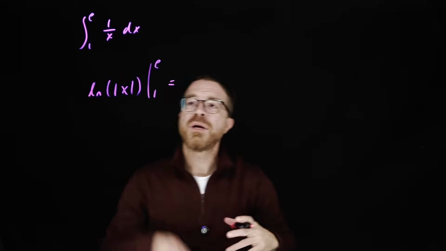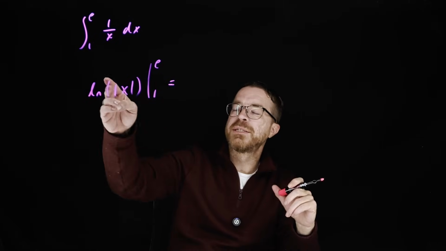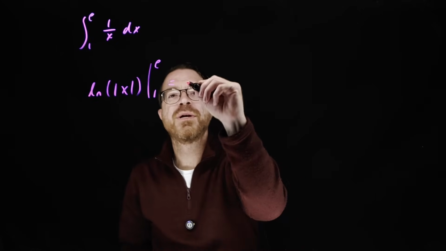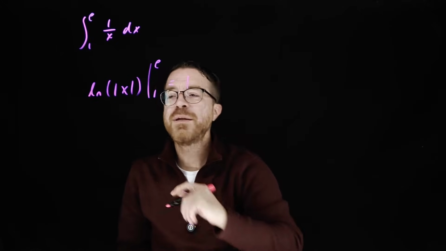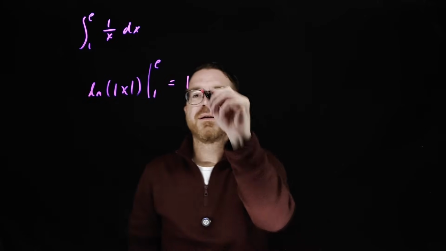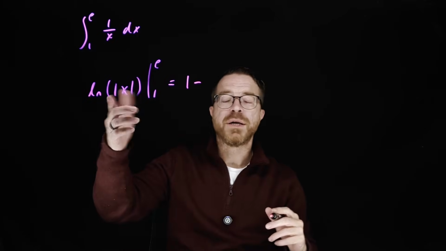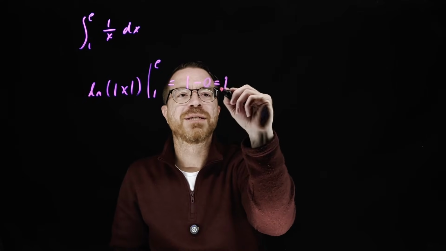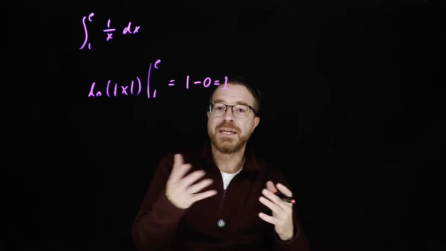So just like before, I'm going to take my upper bound. This is going to be the natural log of e. Natural log and e cancel with each other. So this is going to be equal to 1 minus the natural log of 1. So of course, the natural log of 1 is equal to 0. So this one actually ends up being a pretty simple one. It just ends up being equal to 1.